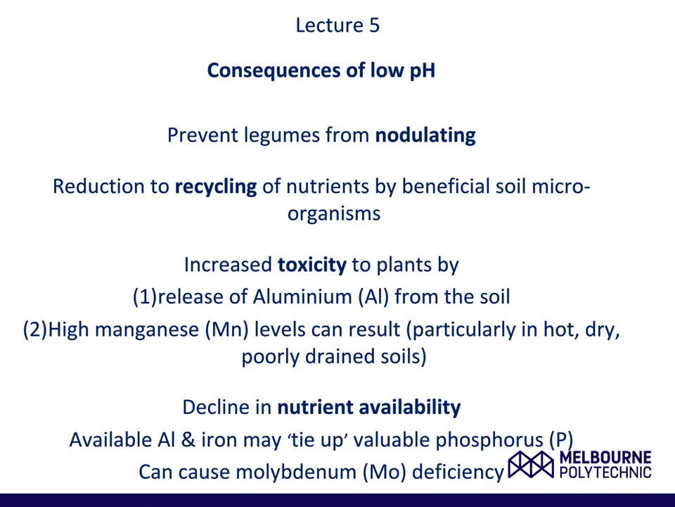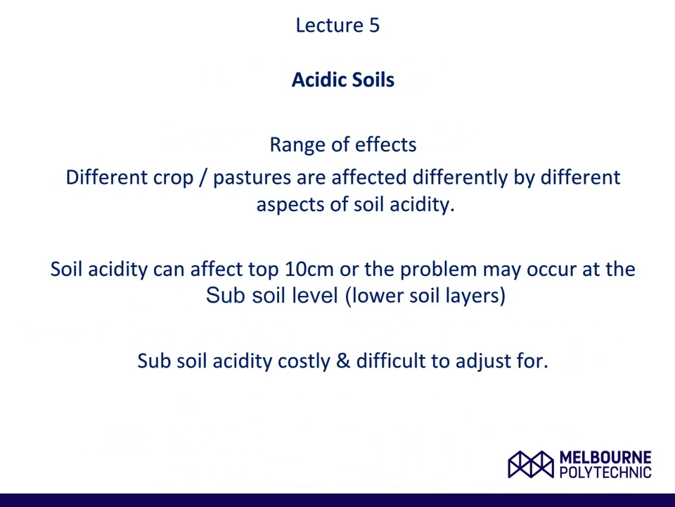If you have low pH, you can have a decline in nutrient availability. Available aluminium and iron may tie up valuable phosphorus, for example, or it can cause molybdenum deficiency. There are a range of effects of acidic soils. Different crops and pastures are affected differently by different aspects of soil acidity. Soil acidity can affect the top 10 centimeters, and it tends to be where you see the problem. However, the problem may occur at the subsoil level as well. Subsoil acidity is costly and very difficult to adjust for.